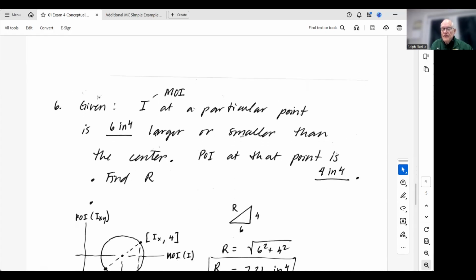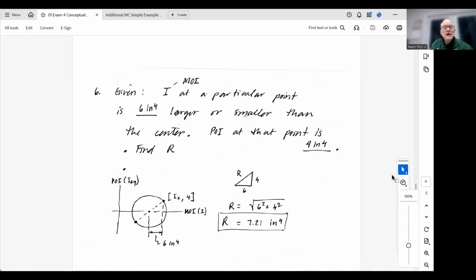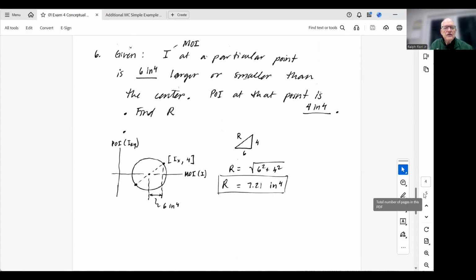Here's another example. The problem might say that the moment of inertia at a particular point is 6 inches to the fourth larger or smaller than the center. The product of inertia at that point is 4 inches to the fourth. Find the radius. It gives you 2 points here that are 180 degrees apart from one another on the circle.